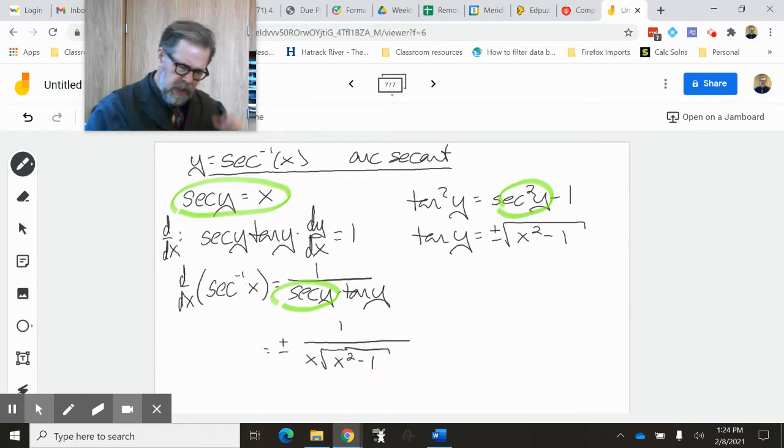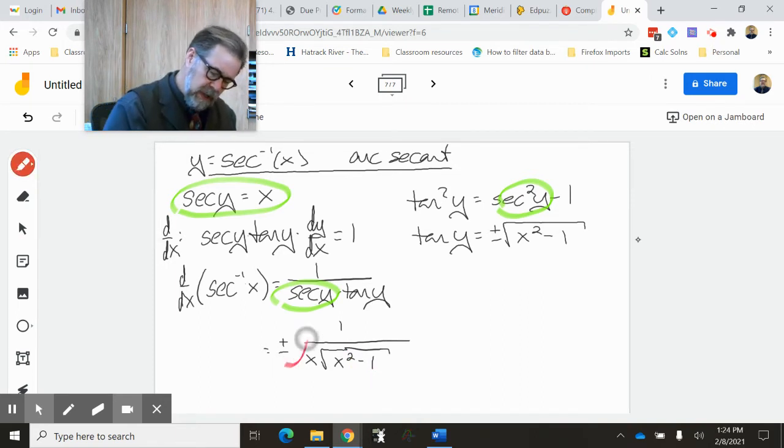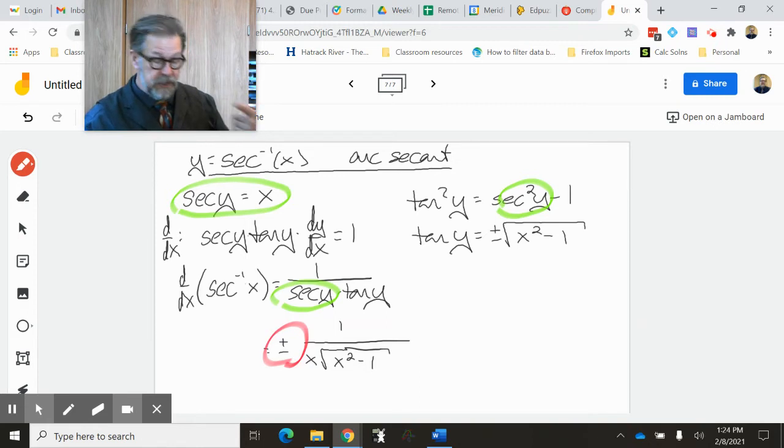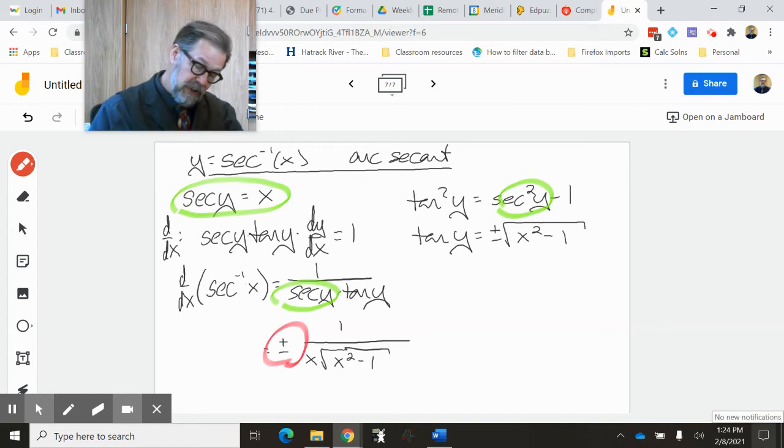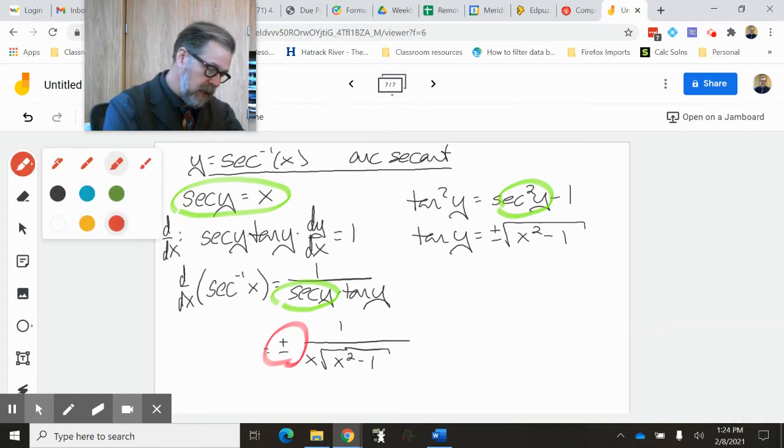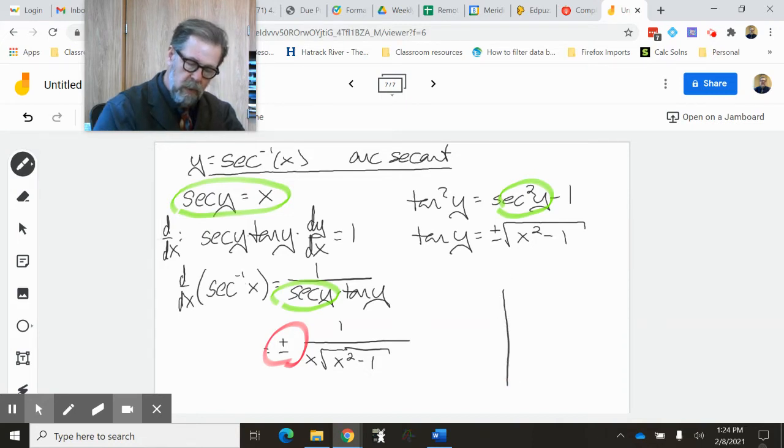Now, here's the problem. I'm not a big fan of this plus or minus. It means that when we try to take the derivative of secant, we're going to get two possible answers, and we don't know which one it is. So let's take a quick look at the graph of secant to perhaps explain what we could do to simplify this.